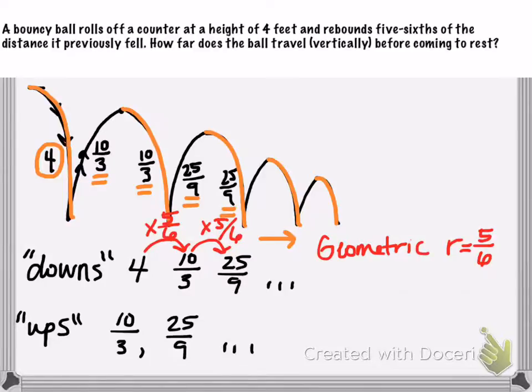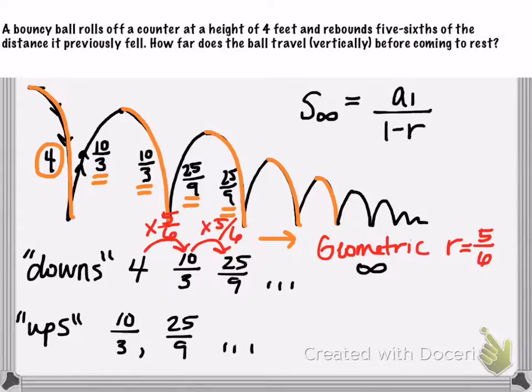Well, in reality, of course, the ball will stop bouncing eventually. But mathematically, we would have to keep multiplying these up values and these down values by 5/6, and we would just keep doing that repetitively. We'd keep doing that forever. So essentially, this becomes an infinite geometric series that we're interested in computing. So we want to find the limiting value of this infinite geometric series. And we know the sum of an infinite geometric series can be found by dividing the first term by 1 minus r.